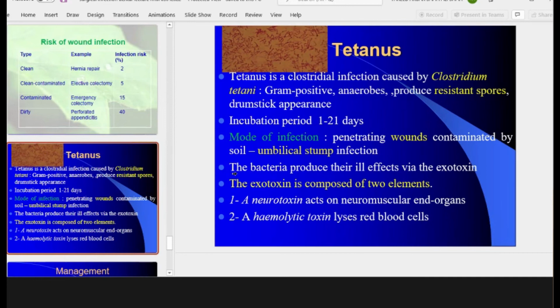Mode of infection is penetrating wounds contaminated by soil, road traffic accidents, traumas, umbilical stump infection. The bacteria produce their ill effects via the exotoxins. Exotoxin is composed of two elements, the neurotoxin and the hemolytic toxin.